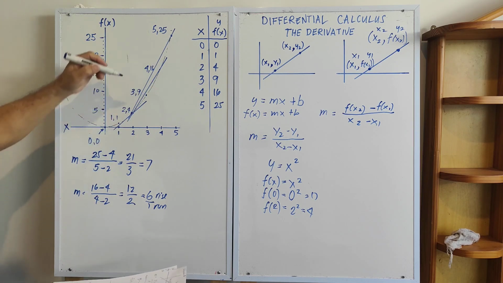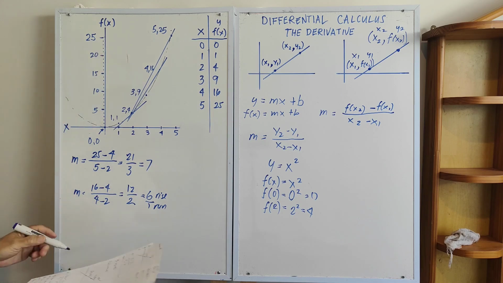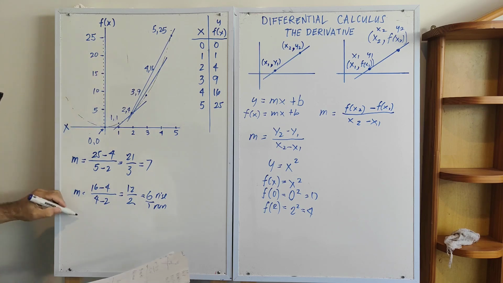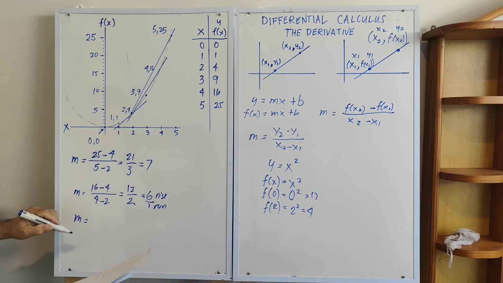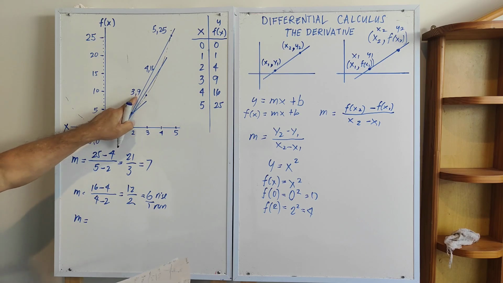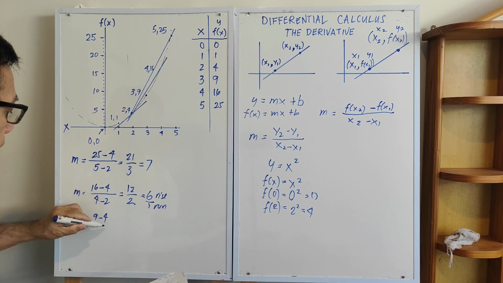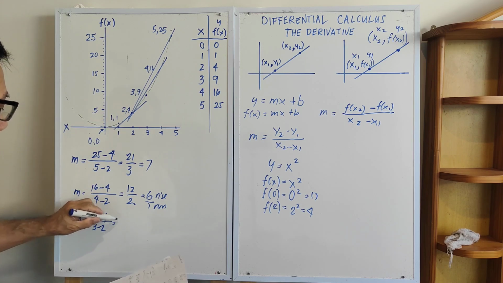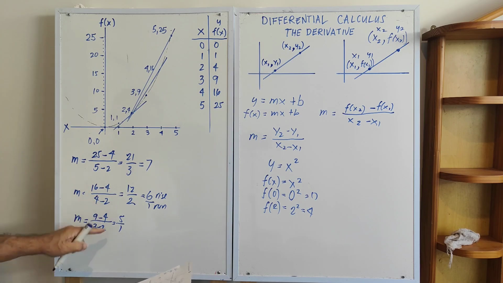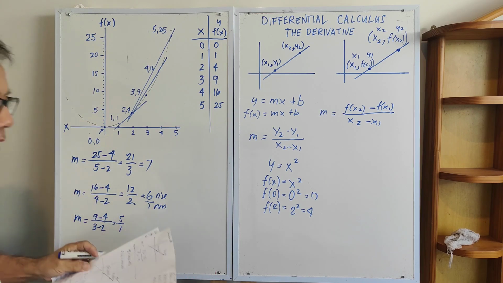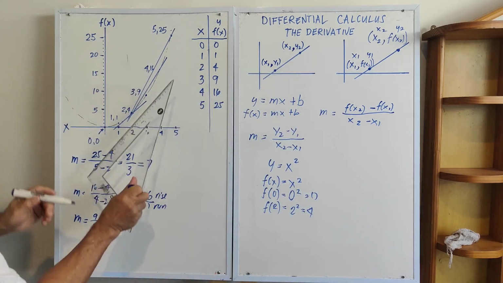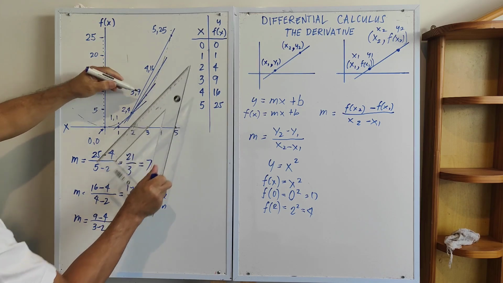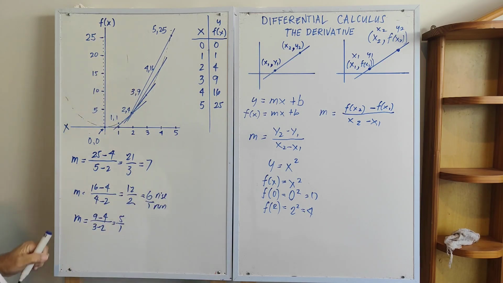It's still higher. So we want to try this point. To get that point, we get the slope from here to here. That would be 9 minus 4 over 3 minus 2. So that would be 5 over 1. So this one, although closer to the line that we want, is the slope at this point, and it is still a bit different from this one.